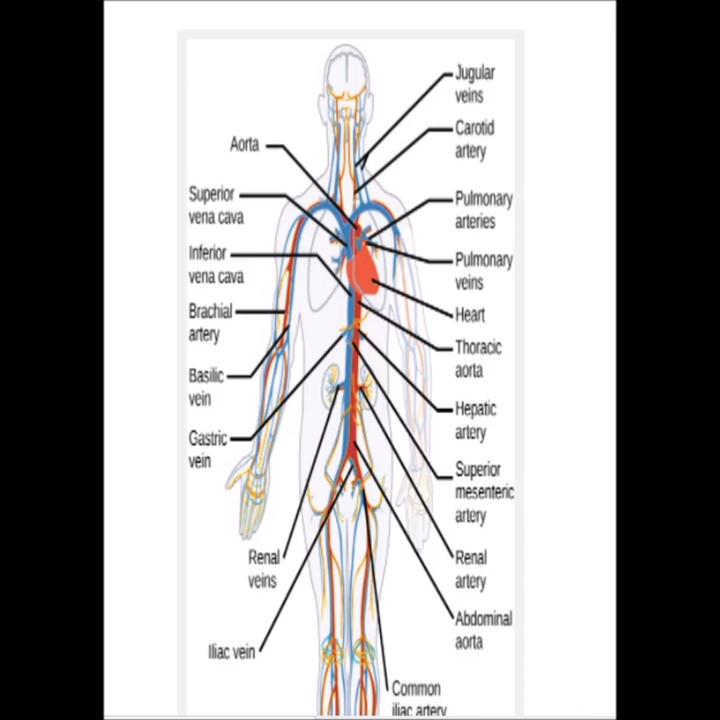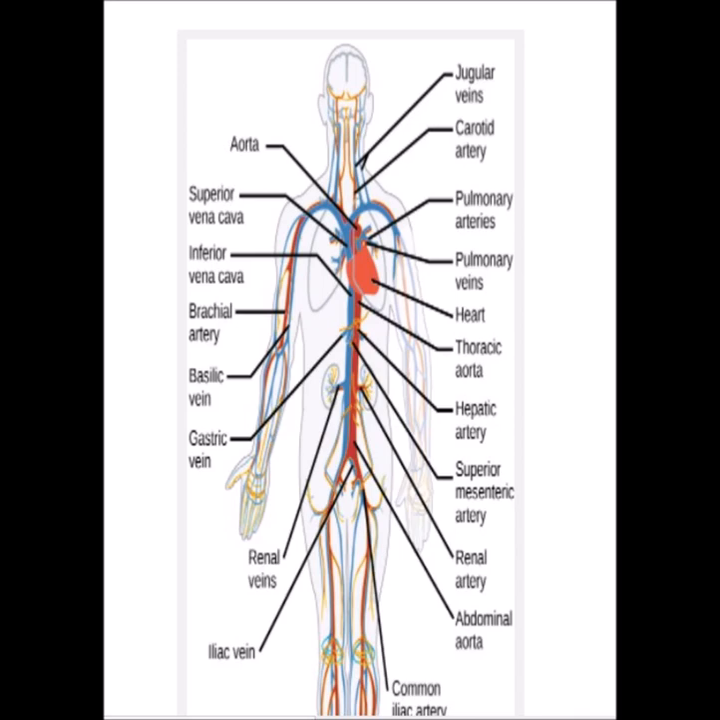These major arteries include the carotid artery that takes blood to the brain, the brachial arteries that take blood to the arms, and the thoracic artery that takes blood to the thorax and then into the hepatic, renal, and gastric arteries. The hepatic artery takes blood to the liver, renal artery takes blood to the kidney, and gastric artery takes blood to the stomach. The iliac artery takes blood to the lower limbs.